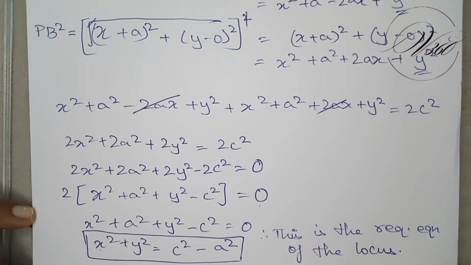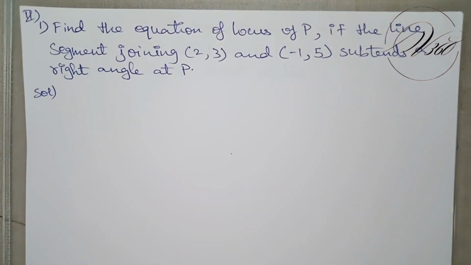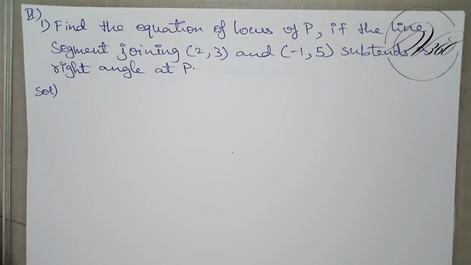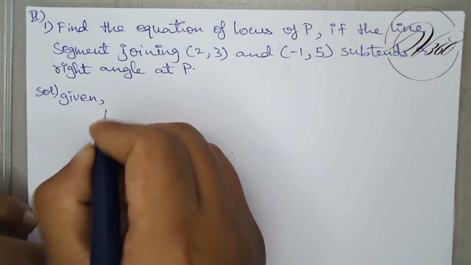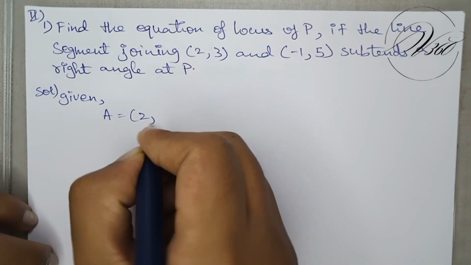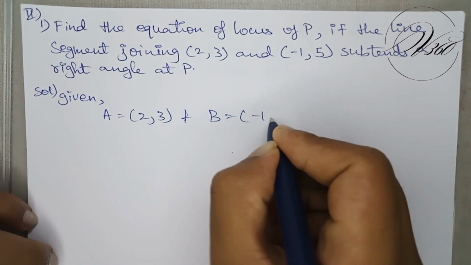Now we will go to the second Roman number. Here we have the second Roman number, first question. Find the equation of the locus of P if the line segment joining (2, 3) and (-1, 5) subtends a right angle at P. Now given here, we have A, which is (2, 3), and B, which is (-1, 5).